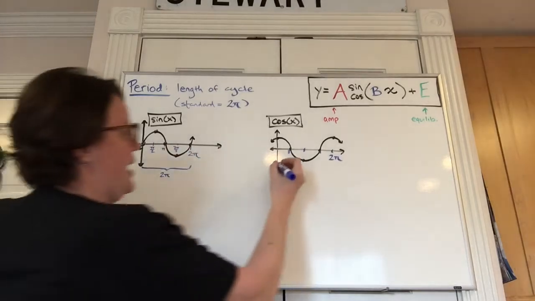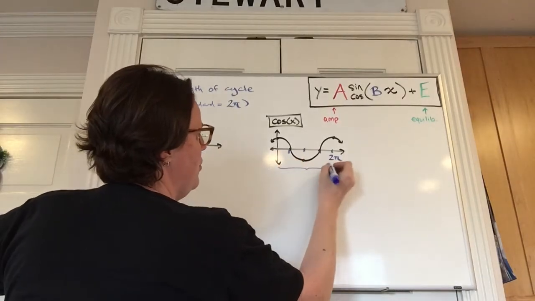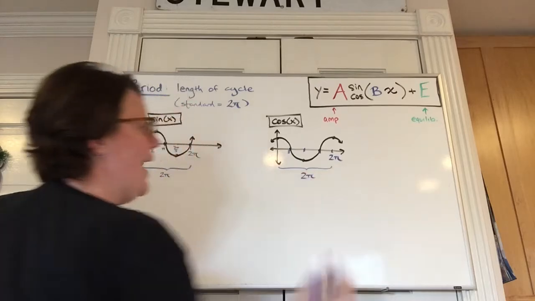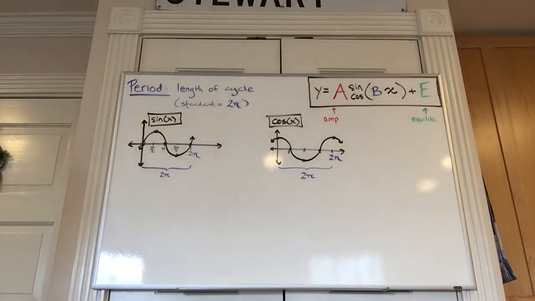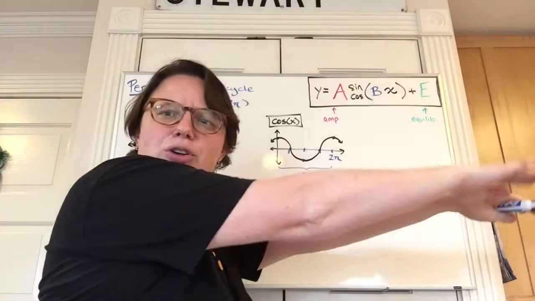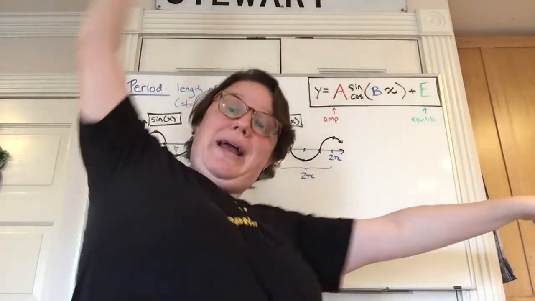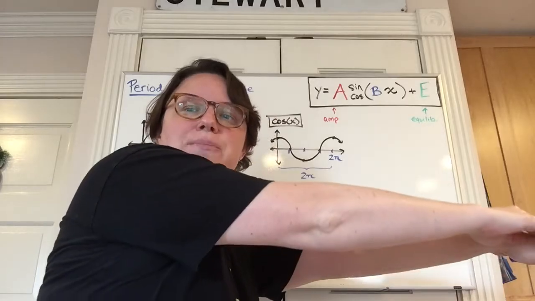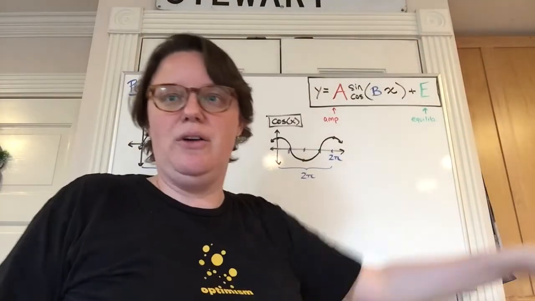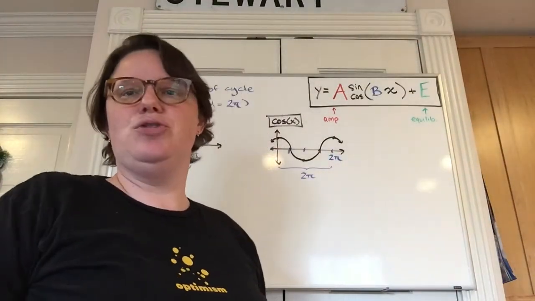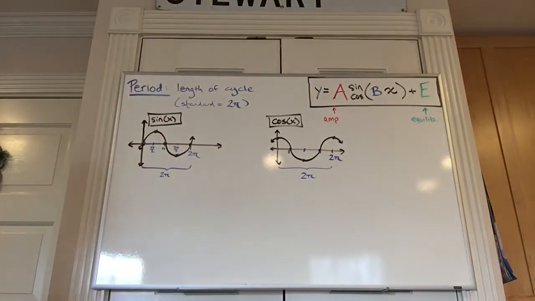That's true for both sine and cosine: if you want to know the length of a full cycle, how long it takes for the graph to repeat itself, you have to go to 2 pi. And that's because if you think about all of our angles, if I go around 360 degrees and keep going, I just repeat myself. Every 2 pi radians, the cycle just starts over.